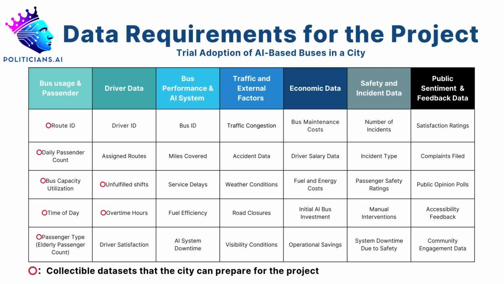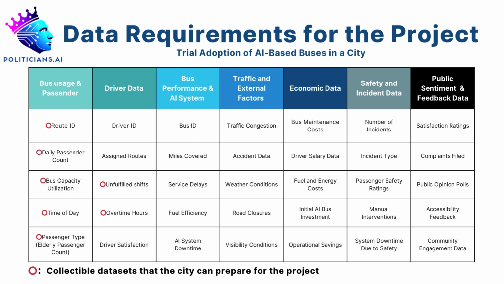3. Bus performance and AI system data. This dataset combines performance data from both traditional buses and AI buses. It allows us to compare their effectiveness. Key features. Bus ID. Every bus, whether AI-based or not, will have a unique identifier for tracking. Miles covered. This tells us how much distance each bus covers on a daily basis, helping us evaluate efficiency.